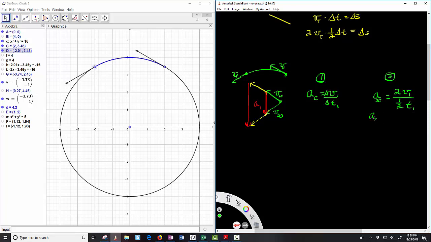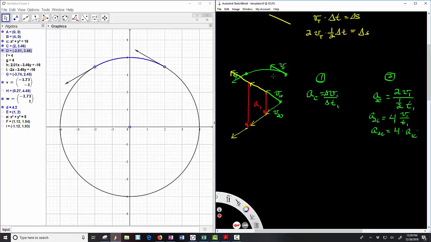The second centripetal acceleration, 2 divided by 1/2, is actually 4 times v1 over t1. That right there is the first centripetal acceleration, a1c. So the second centripetal acceleration would be 4 times the first. By doubling the velocity, I got 4 times the acceleration. If we did it again, so if I tripled it, we go much longer. Now I've tripled the velocity.